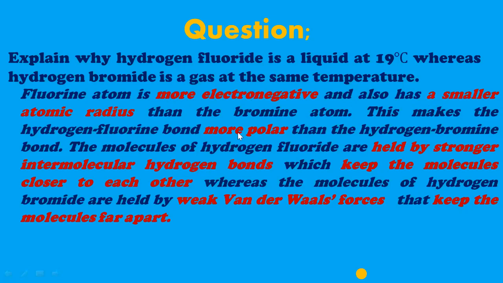If a bond is highly polar, and that bond is between hydrogen and another element, there is a high tendency of formation of intermolecular hydrogen bonds, which are strong. So the molecules of hydrogen fluoride are held by stronger intermolecular hydrogen bonds, which keep the molecules closer to each other. Whereas the molecules of hydrogen bromide are held by weak van der Waals forces that keep the molecules far apart. Is that fine?